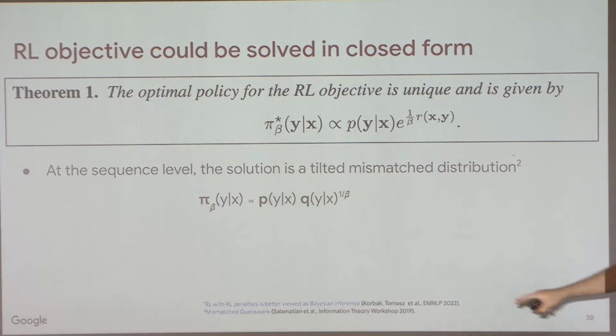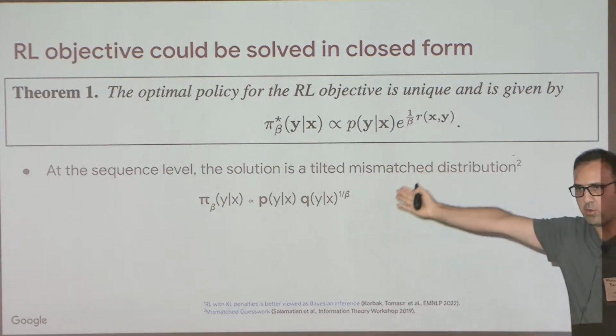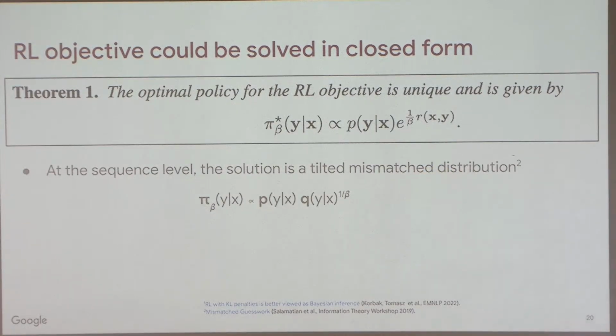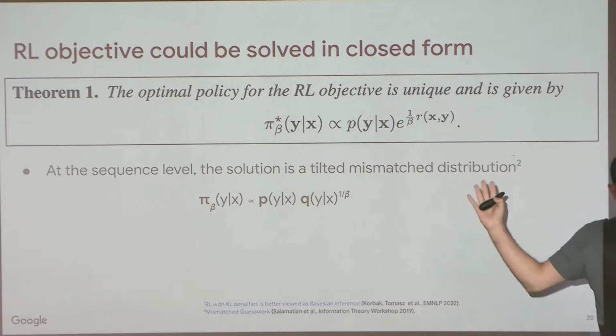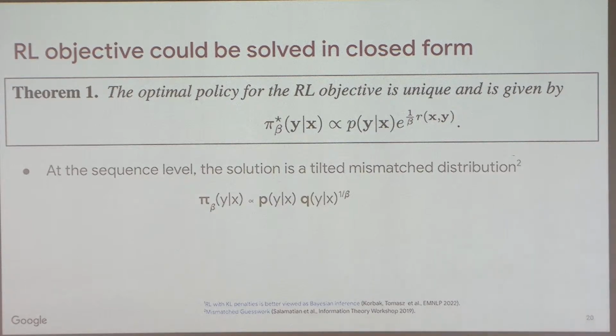Now, I'm just going to rewrite it in terms of Q. So this is now just P times Q to some power 1 over beta. We had dealt with these kinds of distributions. We called them tilted mismatch distributions. They show up in identifying error exponents in channel coding, and they also show up in mismatch guesswork solutions. So they have been studied in information theory as well.